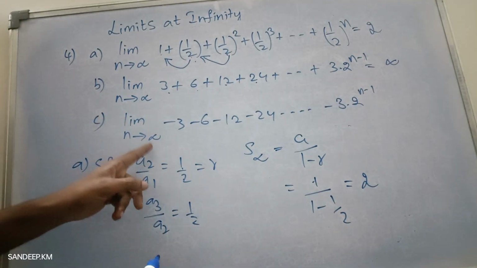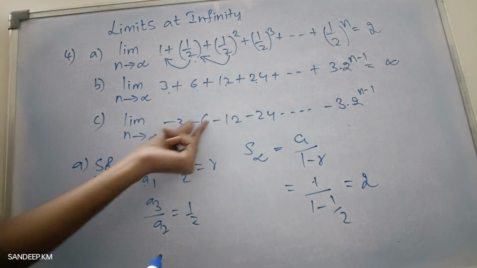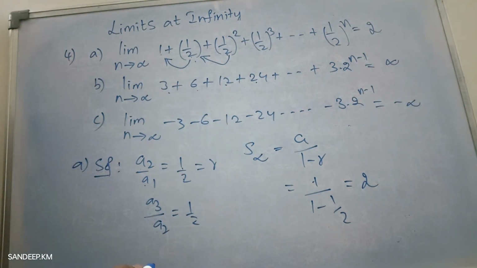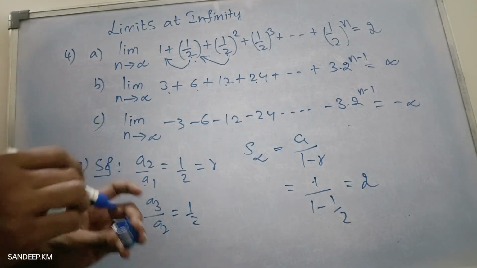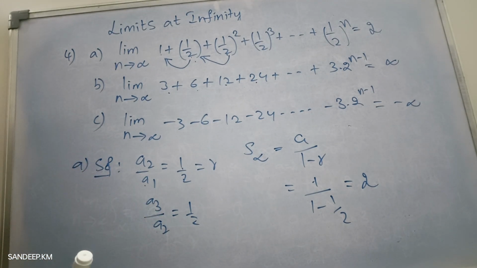N approaches what? Infinity, na? There are infinite number of terms, all are negative and they are increasing in magnitude. If you add this, what will you get? Minus infinity. Okay, so I hope you got clarity in this particular concept. Now let us solve two questions based on this.